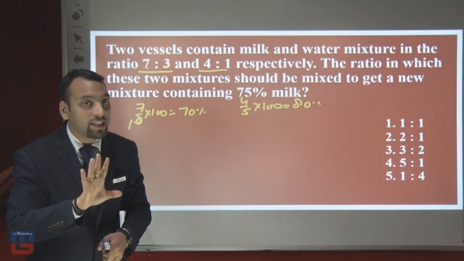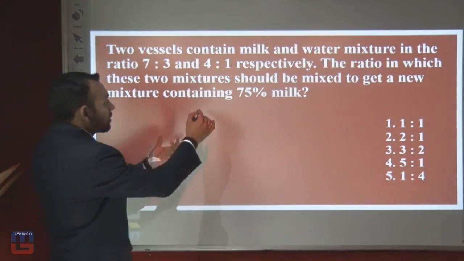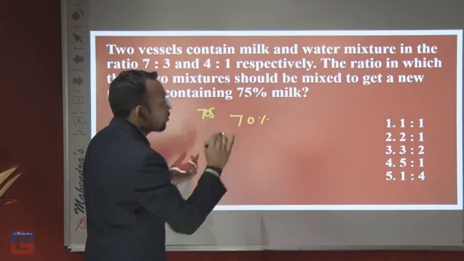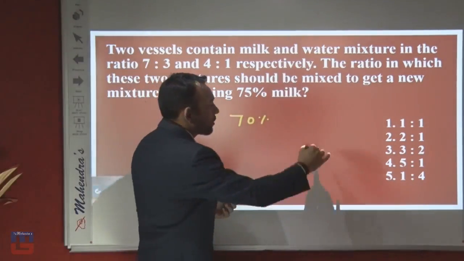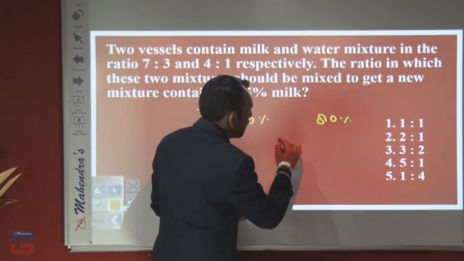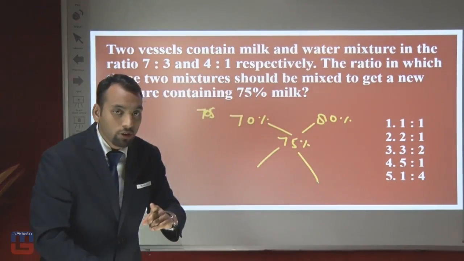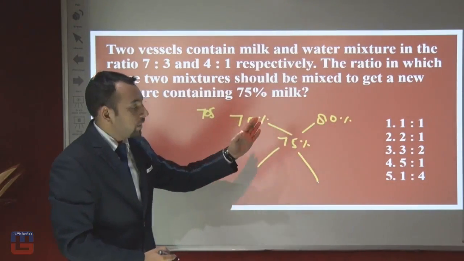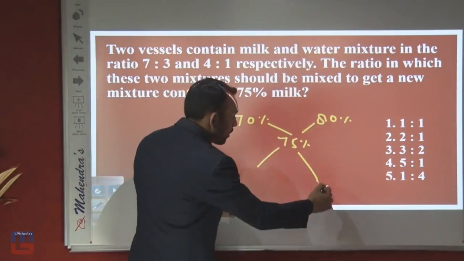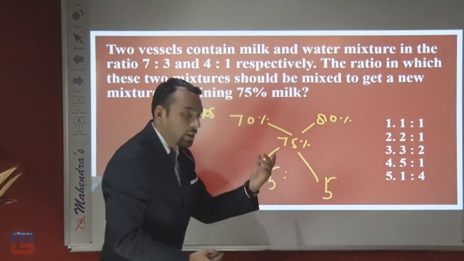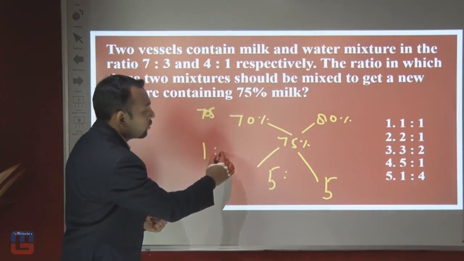So we can apply the allegation. Now see, this is 70%, and the next one is 80%, and in the middle we have 75%, and we have to find the ratio. Now you can see here, if you subtract 70 from 75, you will get 5. In the same way here we will get 5, and this is 5. So the ratio will be 1:1.